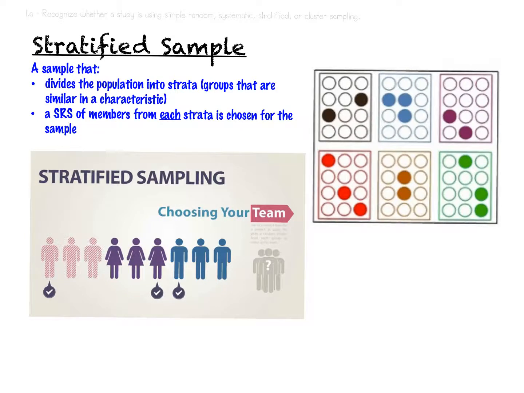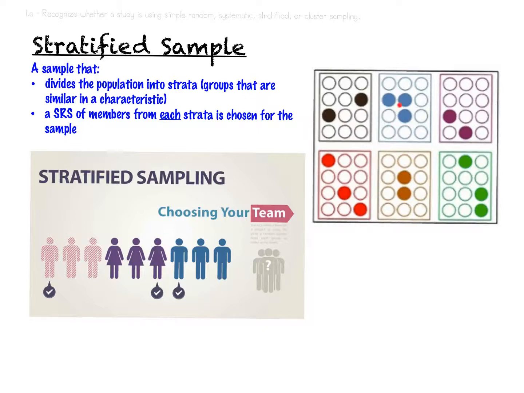All right, a stratified sample is a similar concept, but we're going to use the simple random sample a little bit differently. A stratified sample is a sample that divides the population into strata, so groups that are similar in characteristics. It's not necessarily that they're similar in location, but they're similar in characteristic.